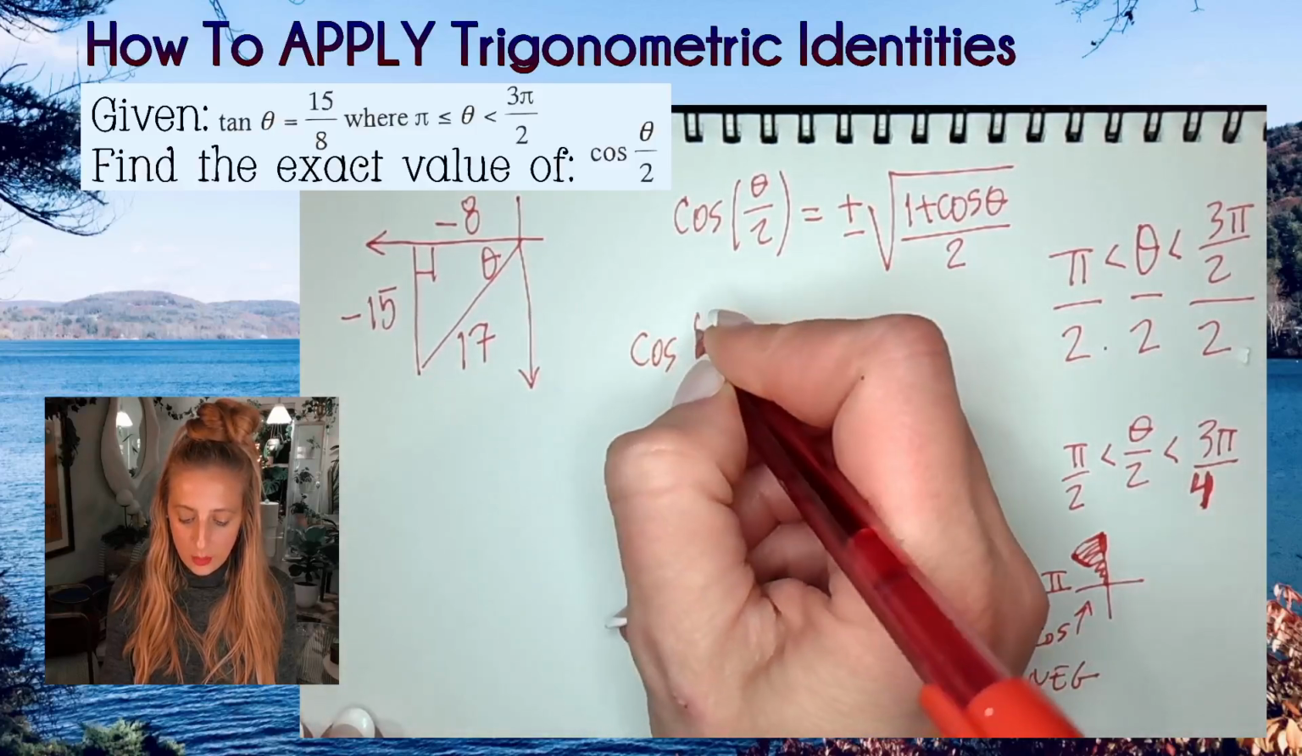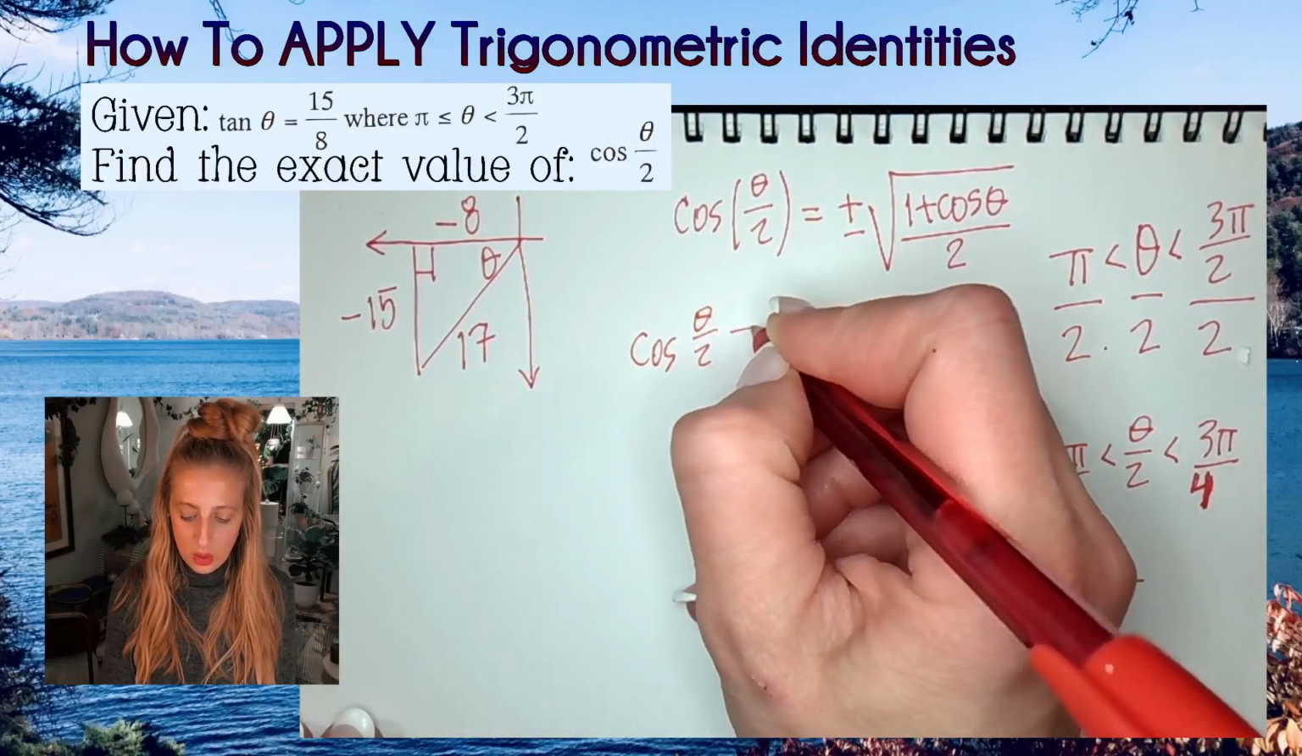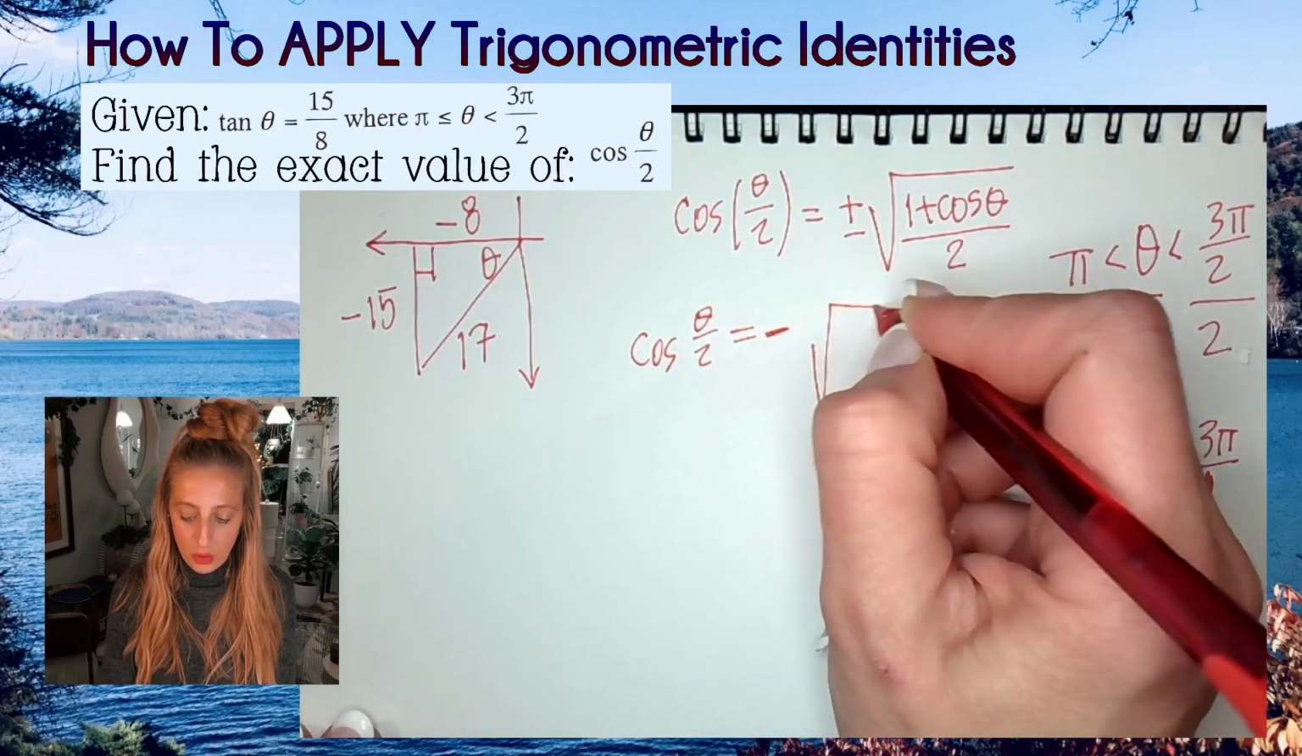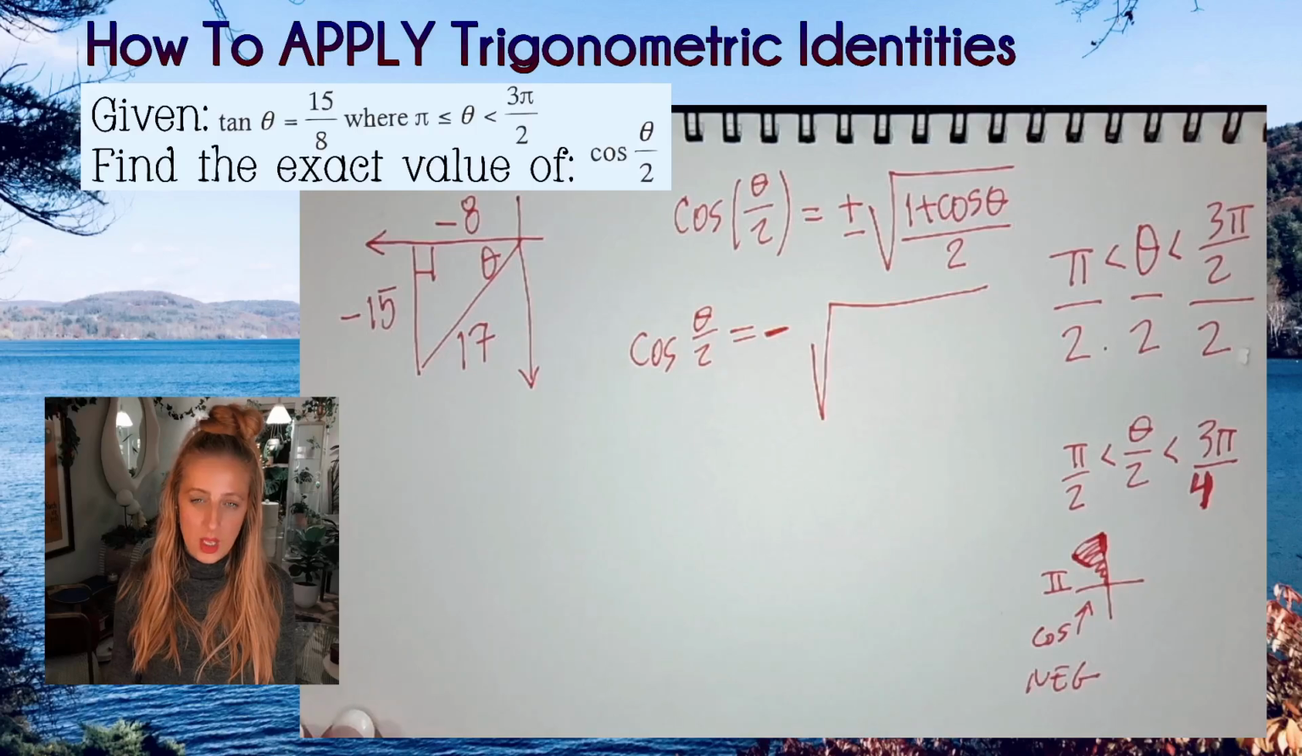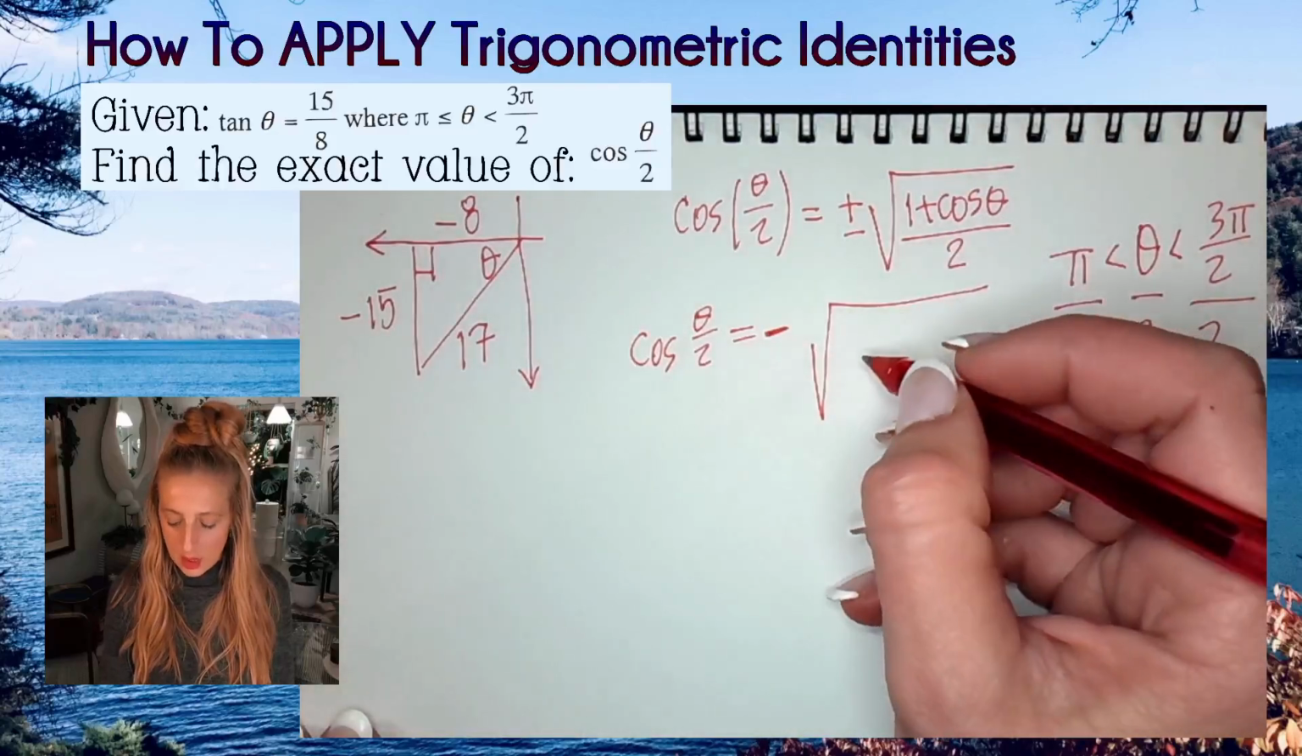So the next step, cosine of theta over 2 equals the negative square root of. Now this is also kind of easier than the next one because we're working with the Pythagorean triple, so there are no radicals floating around on the inside, so it's kind of nice.